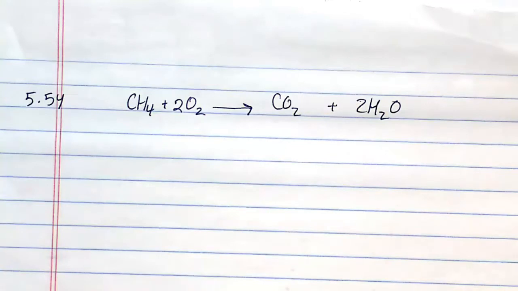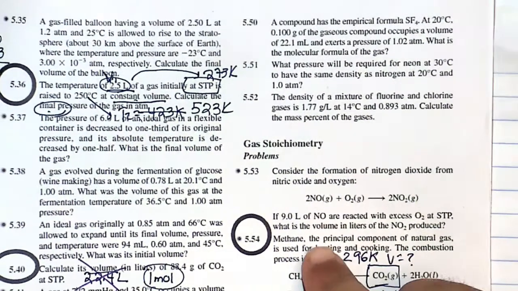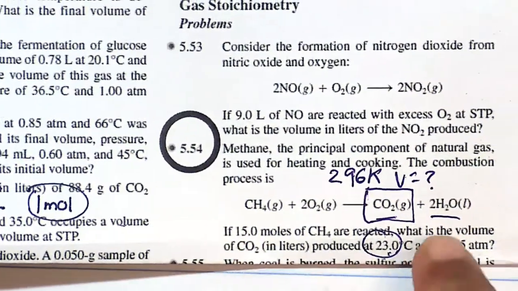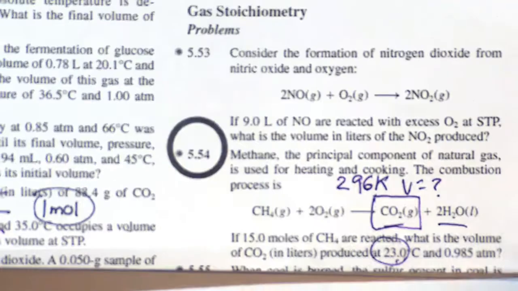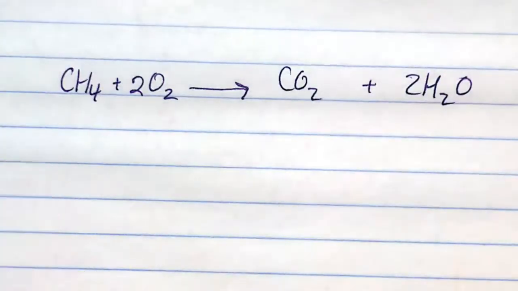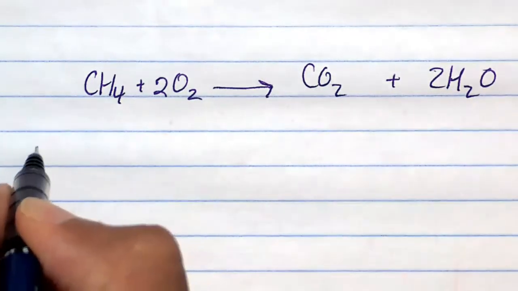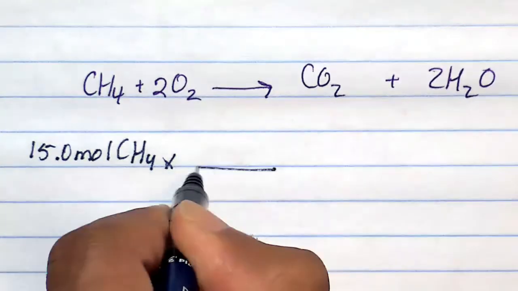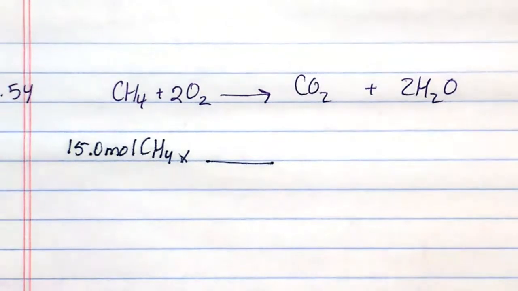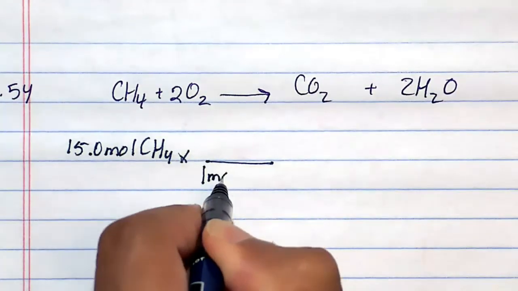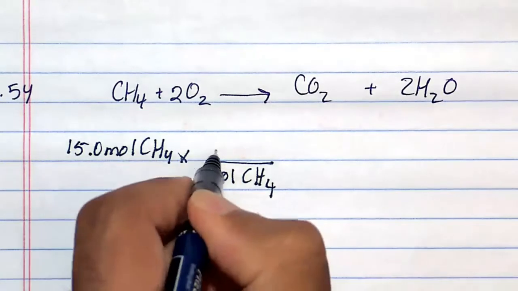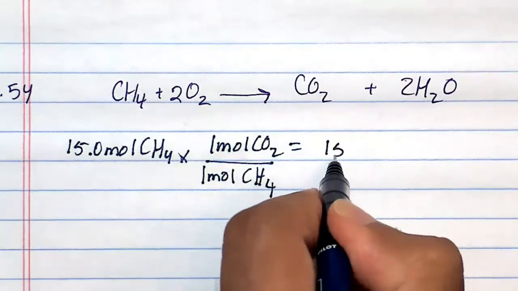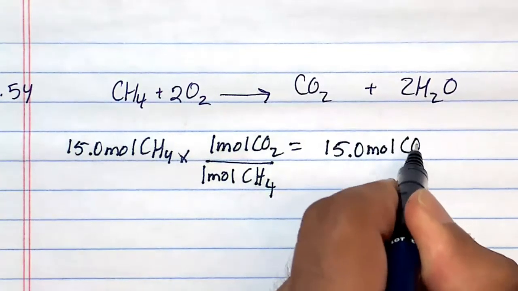All right, so I've got my equation here. We have 15 moles of CH4, and let's figure out how many moles of CO2 we get out of that. The equation is already balanced, which is good. So start with 15.0 moles of CH4. You start with what you're given, and this is a pretty easy problem. For every 1 mole of CH4, because this is already balanced, we have 1 mole of CO2. So we have 15 moles of CO2.